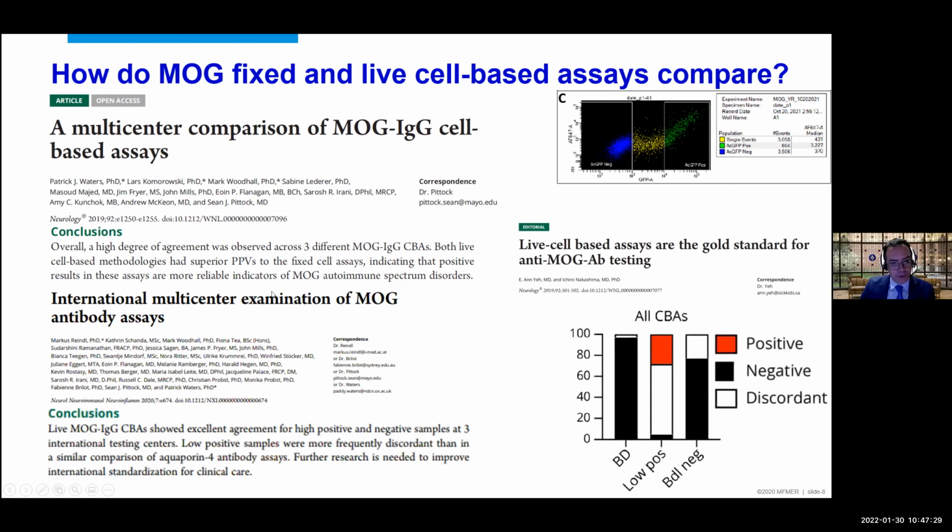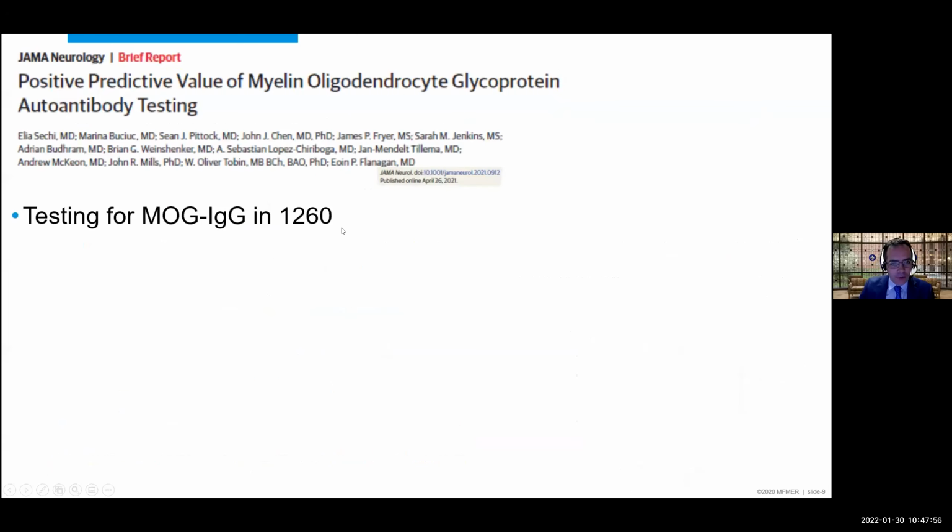A subsequent international multi-center examination of the MOG antibody assay showed that there was excellent agreement for high positives. Here we can see an example of the comparison of these studies: there was very good agreement for high positives and for negative samples, but for the borderline results, there wasn't as good an agreement. And what we've recognized is that there have been some occasional false positives that we've encountered with the MOG antibody. So it's just something to remember.